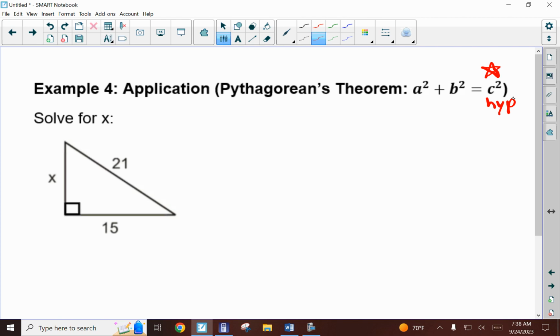The hypotenuse of a triangle is always located across from the 90-degree angle. So it's always going to be your longest side. So that means this part right here has to be C. A and B, they're interchangeable. So it doesn't really matter which one you make A and which one you make B, as long as they're the legs of your triangle. And you'll know if they're the legs because the legs form the box. So they form that 90-degree angle. So I'm going to go ahead and make A equal to X and B equal to 15.